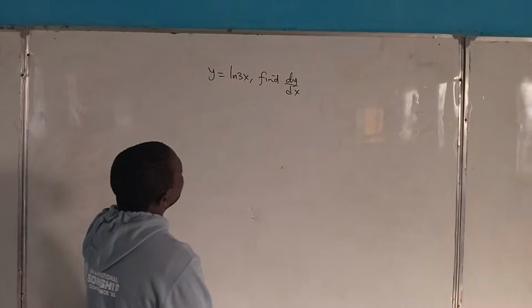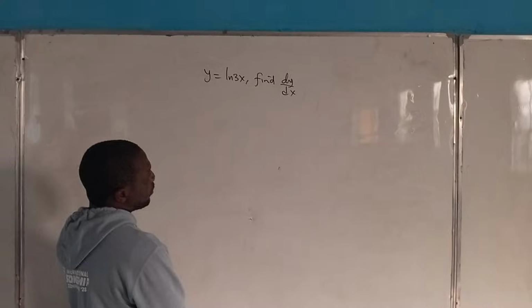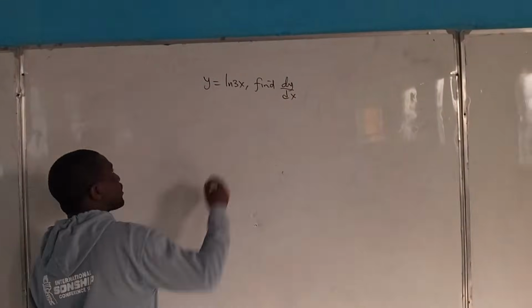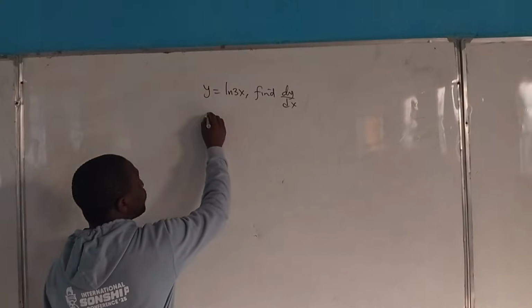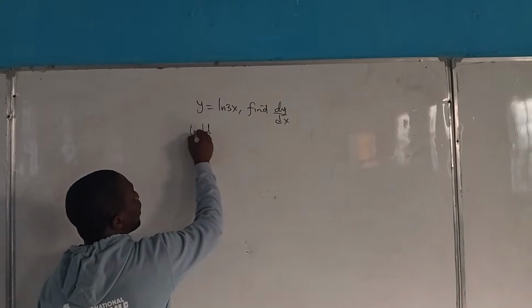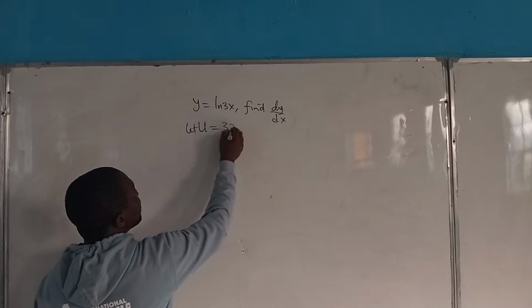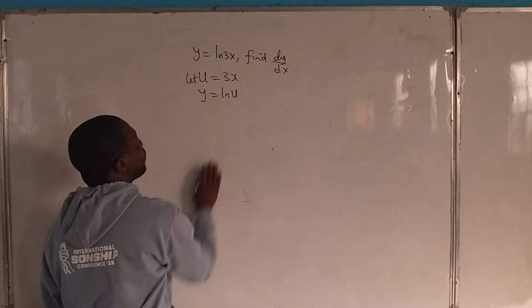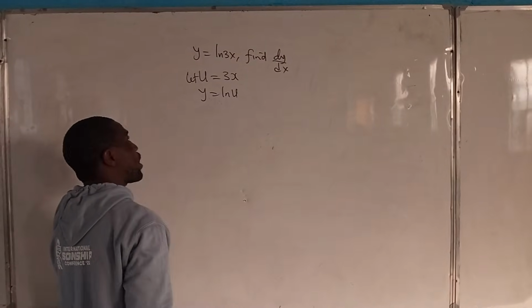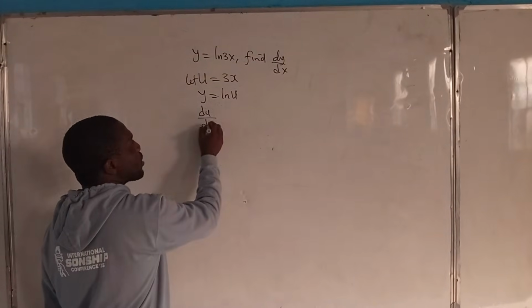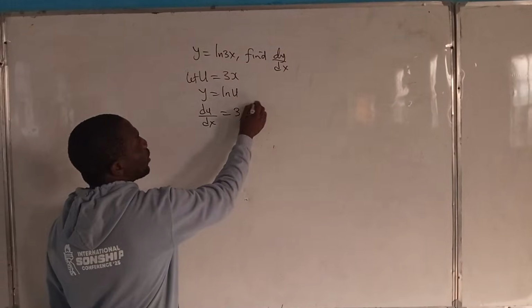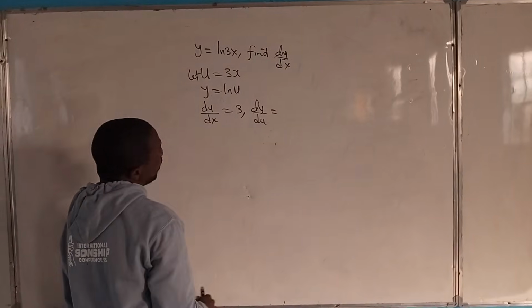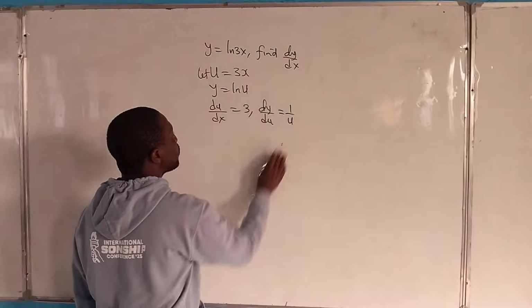Question: y equals natural log of 3x, find dy over dx. Okay, let us represent 3x with the letter u. You say let u equal 3x. And if u is 3x, y equals the natural log of u. Differentiate u with respect to x. The du over dx now will give me 3. Differentiate y with respect to u. If you differentiate the natural log of u, you have 1 over u.